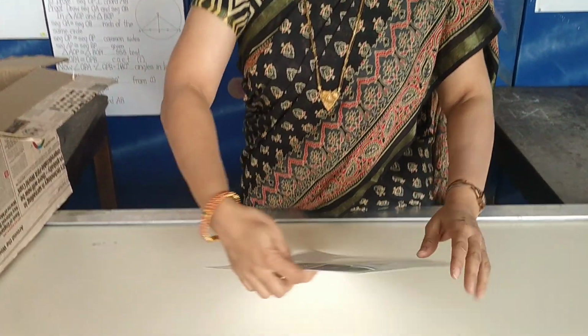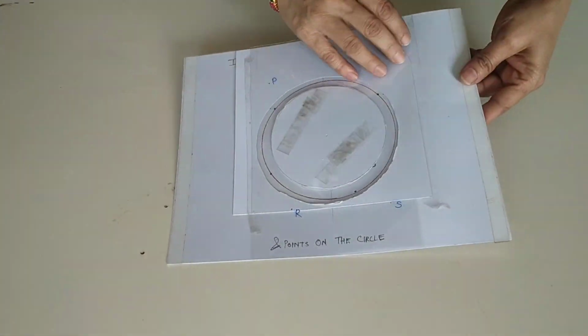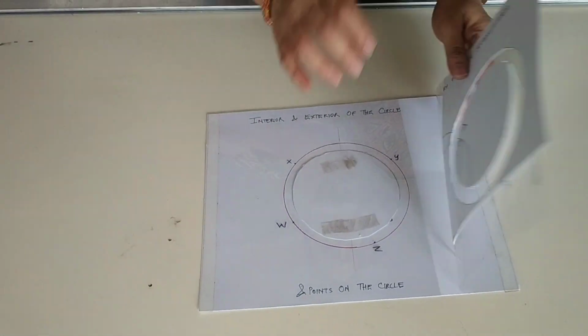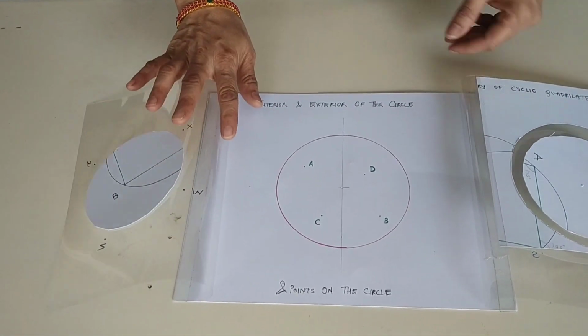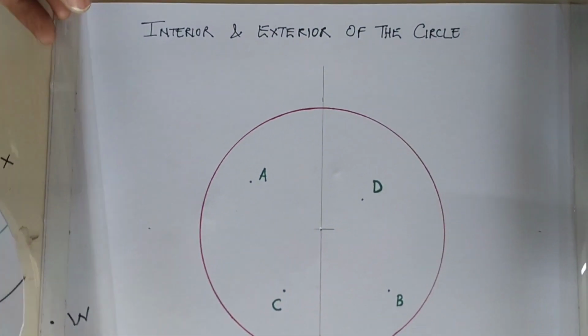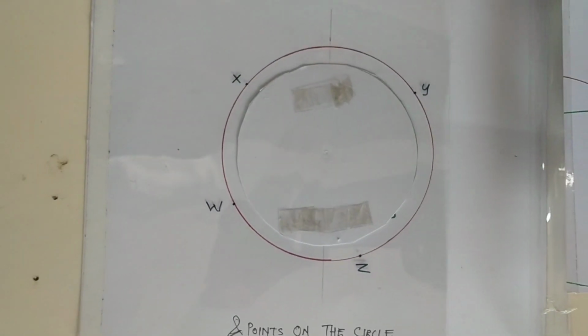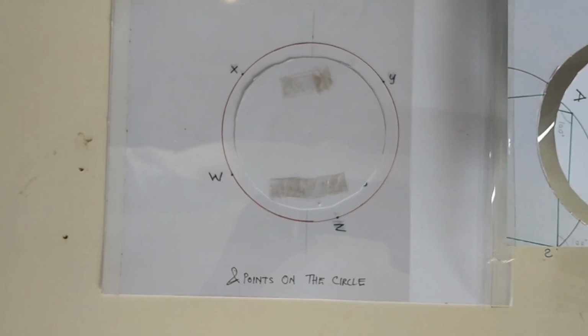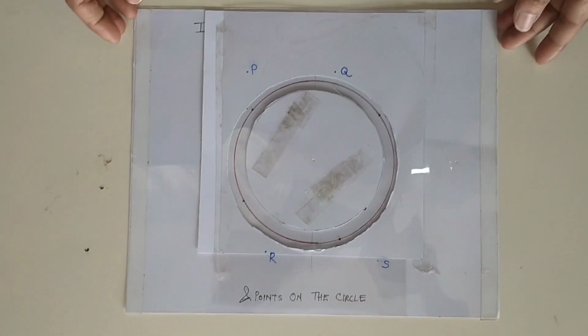Now here, we can observe points A, B, C, D lying in the interior of the circle, thus representing the interior of the circle. Here the points X, Y, Z, W lie on the circle, and here you have points PQ, RS lying in the exterior of the circle.